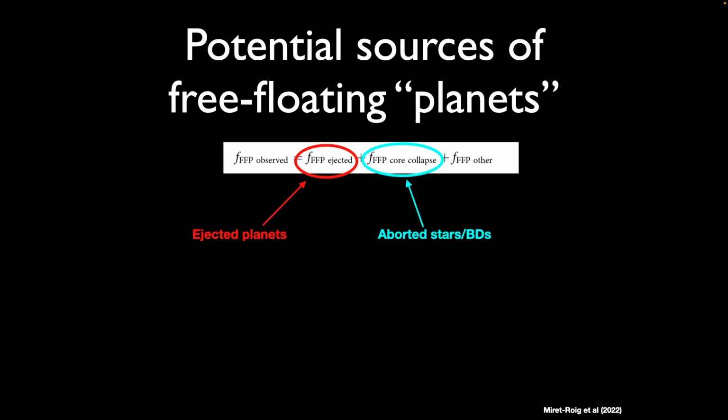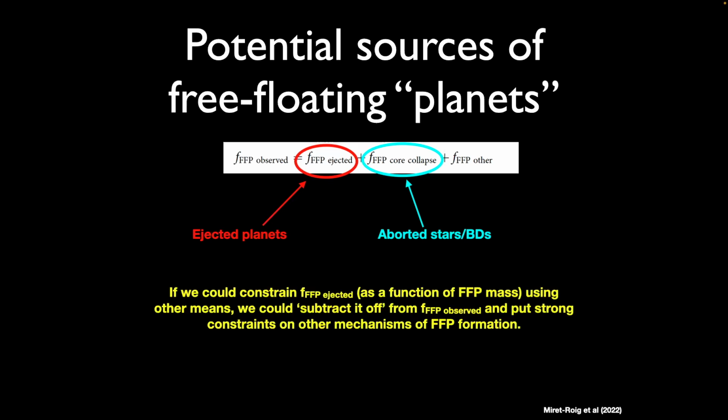The idea being, in this talk, I'm going to focus on this red part, the ejected planets part. One motivator for this is that even in terms of other science, if we really understood this part well, maybe then we could subtract it off of what's observed and learn something about the other parts too. So learning about one part can help us with learning about other stuff as well.